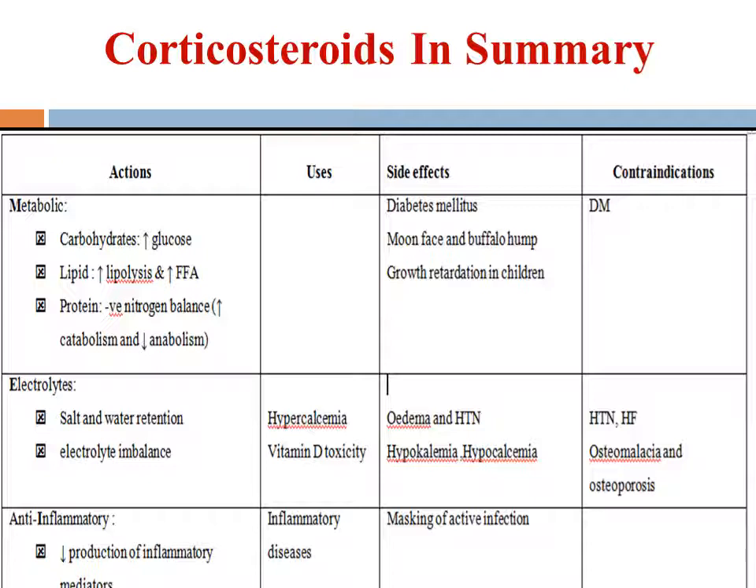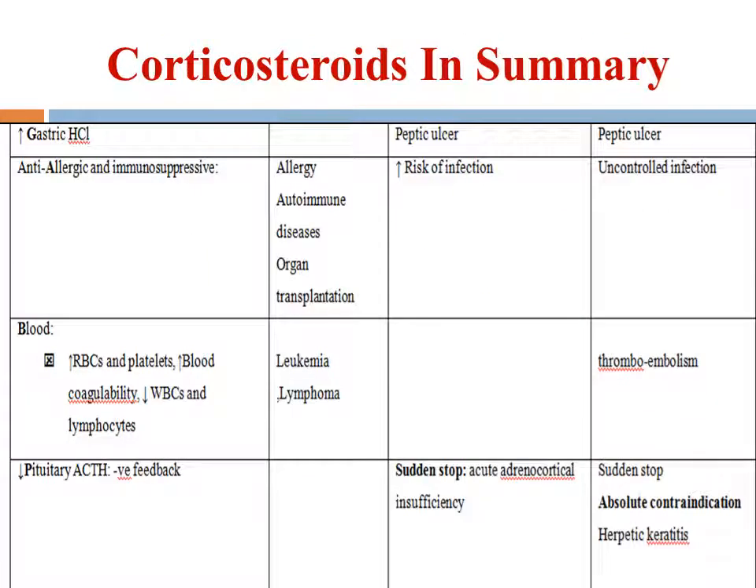Also, corticosteroids have an anti-inflammatory effect and decrease the immune response, so it may lead to repeated infection. It increases gastric HCl, and this leads to peptic ulceration. Due to its immunosuppressive effect, it can be used in allergic conditions and in autoimmune diseases. It increases RBCs and blood coagulability, but decreases white blood cells and lymphocytes. So it can be used in leukemia and lymphoma, and is contraindicated in thromboembolic disorders.